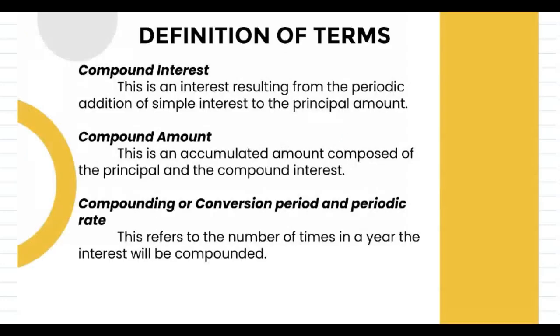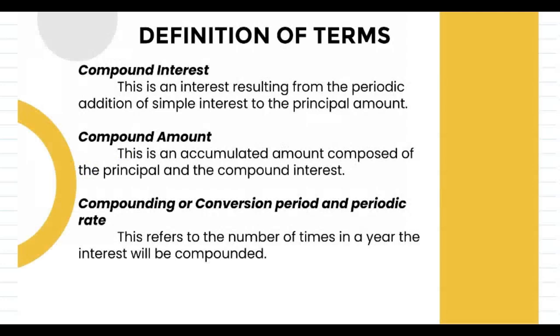Per the definition, yung compound interest natin is an interest resulting from the periodic addition of simple interest to the principal amount. So, again, ginagamit pa din natin yung idea ng interest, tapos since it's going to be done multiple times in a year, syempre lalaki din yung ating compound interest. So it's not just plainly na simple interest. So what we are trying to find there is the compounded interest as well as the compound amount.